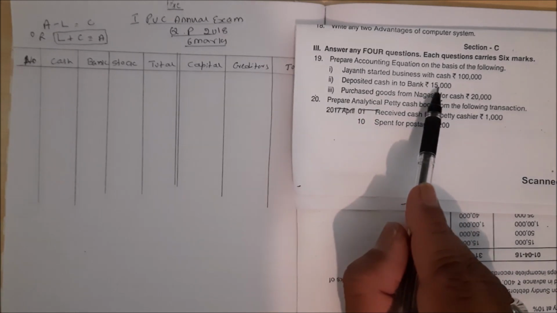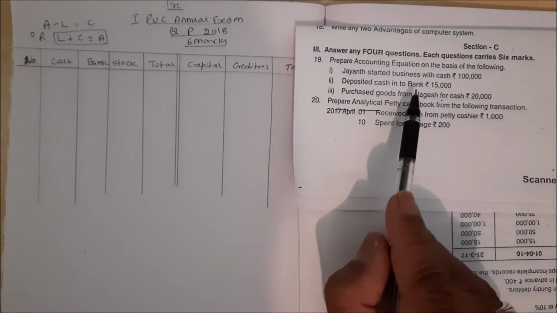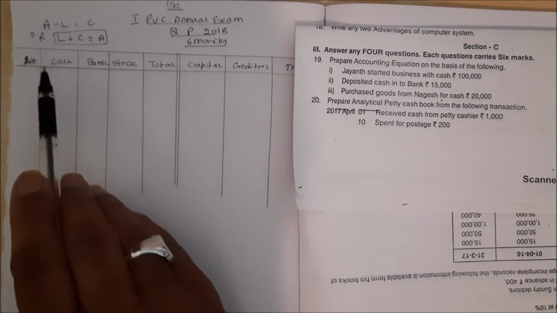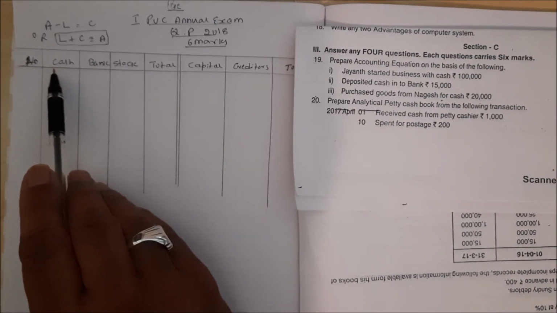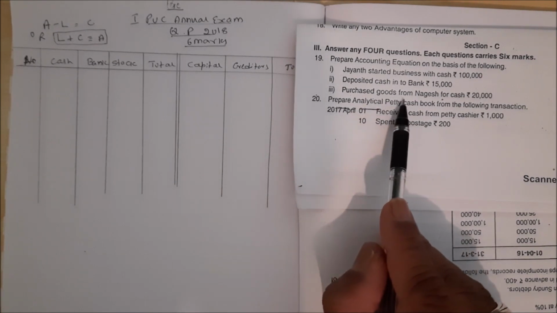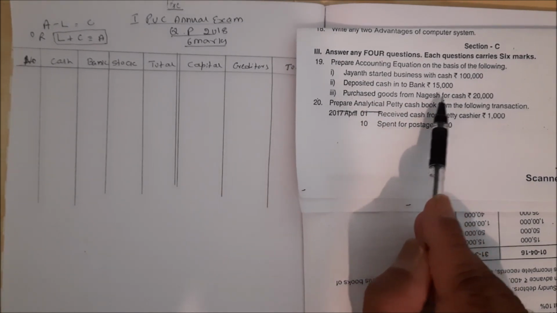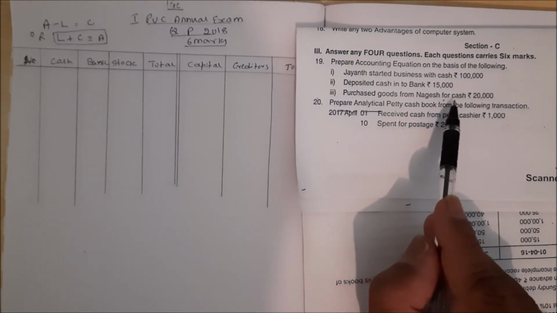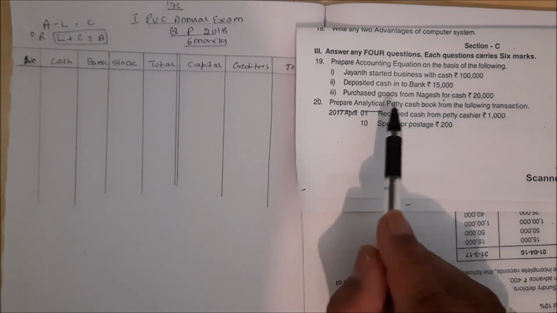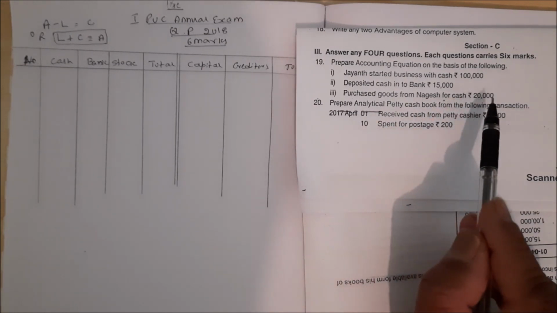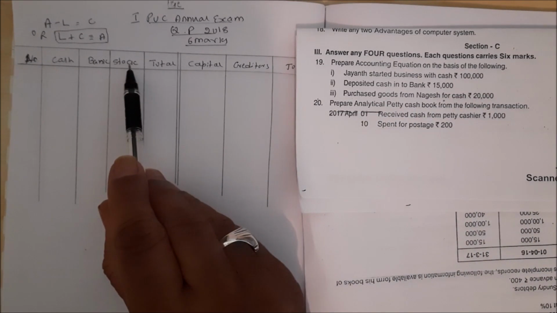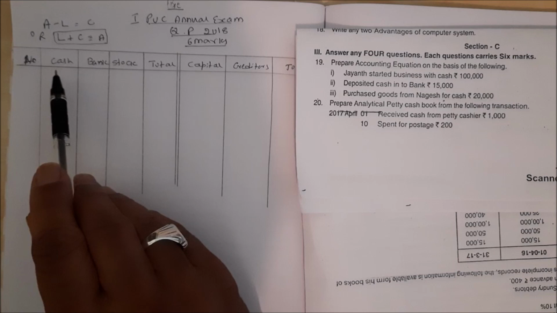Deposited cash into bank 15,000. The journal entry is bank account debit to cash account. Bank is here, cash is here, no problem, we have written. Then purchased goods from Nagesh for cash. Even though it seems to be a credit entry, it is not a credit transaction, it is a cash transaction because it is for cash. Then purchases account debit to cash account. When you purchase goods, it is called stock. So stock is there, cash is there.